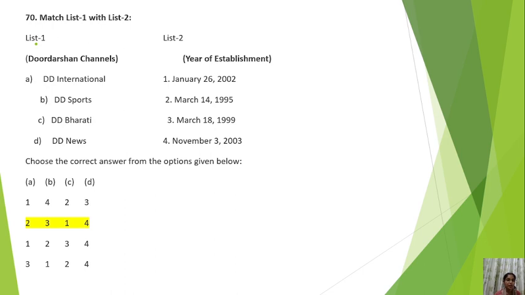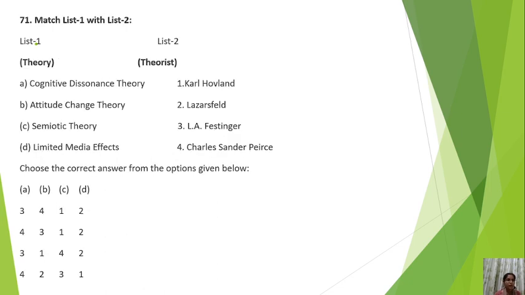Okay, so the correct answer is DD International with March 14, 1990; DD Sports, March 14, 1995; DD Bharati, March 18, 1999; DD News, January 26, 2002, November 3, 2003. Okay. Next is the name of the theory and theorist.